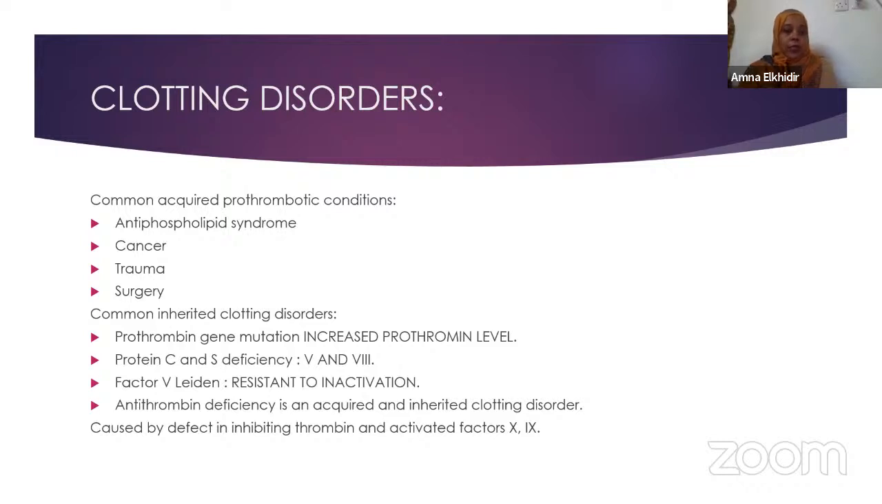Protein C and protein S deficiency. Usually their function is inactivation of factors 5 and 8. When we have deficiency of protein C and S, we have increased activity of factors 5 and 8. Factor 5 Leiden is a mutation in the factor 5 gene that makes it resistant to inactivation. Antithrombin deficiency is an acquired and inherited protein disorder caused by a defect in inhibiting thrombin and activated factors 10 and 9.